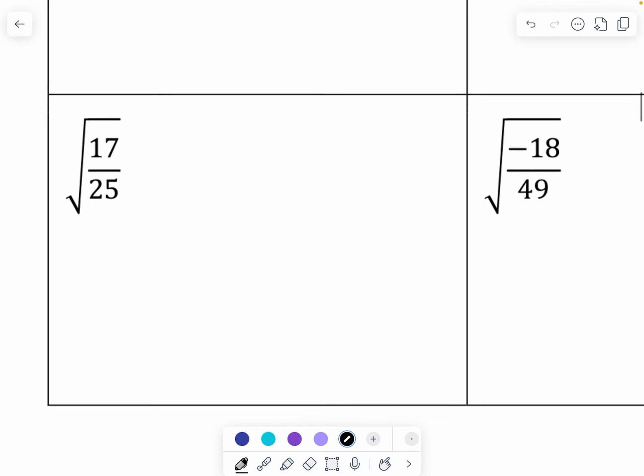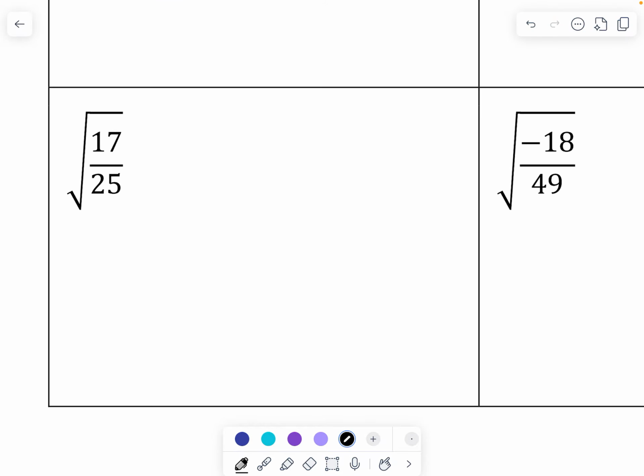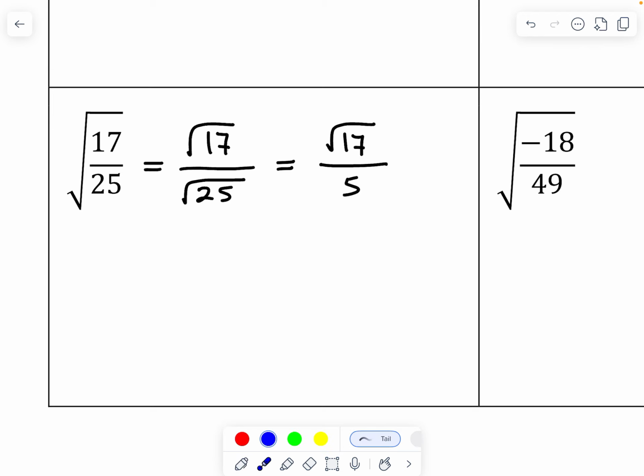This idea, everything we're doing, still applies when you're dealing with fractions. So here, this is the same thing as root 17 over root 25. Oh, this is an easy one. 17 can't be simplified. Root 25 is 5, right? 25 is a perfect square number, so we didn't have to fish anything out there. 17 is a prime number. It can't be broken down, so just leave it as root 17.